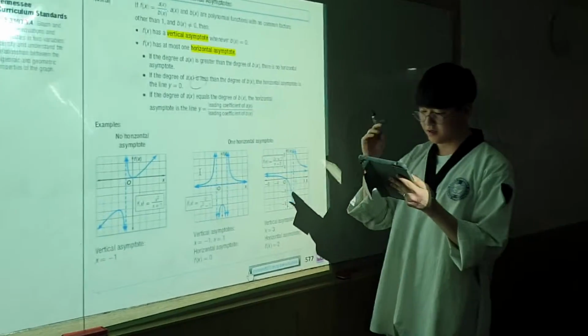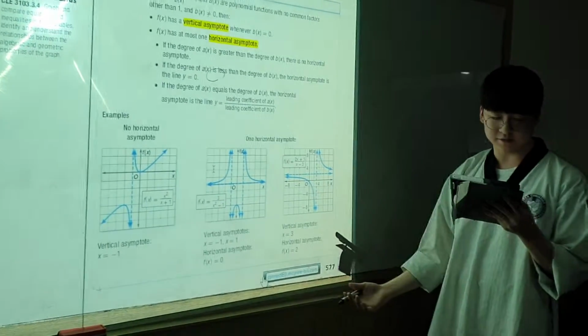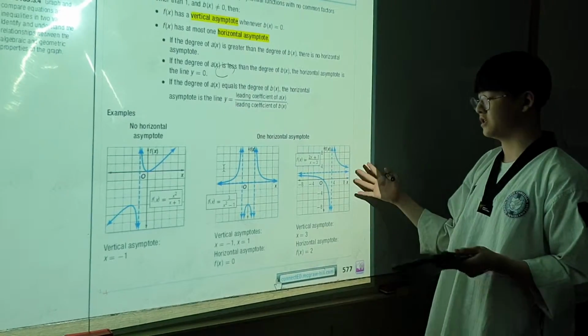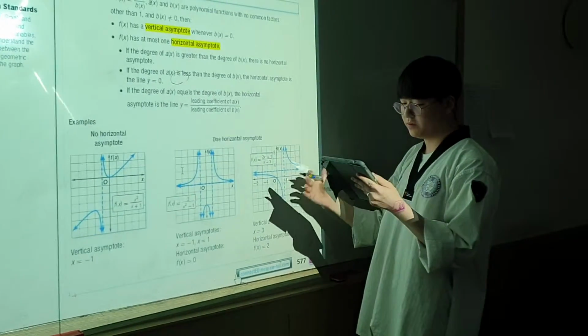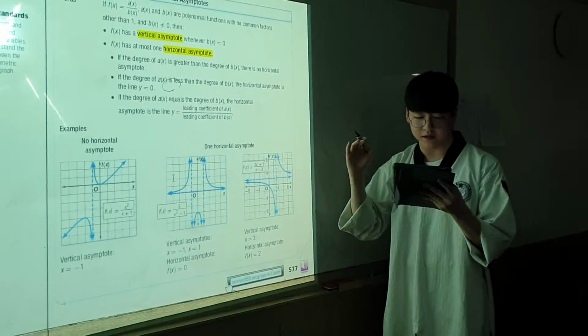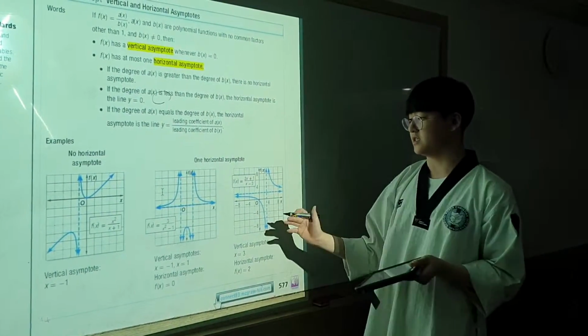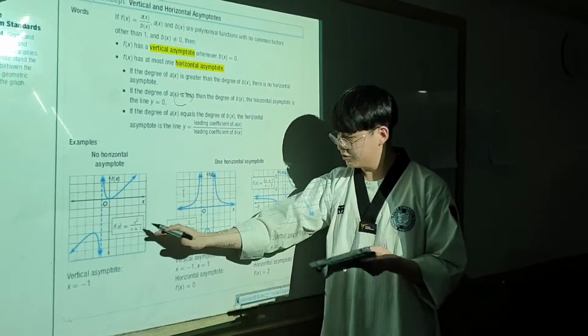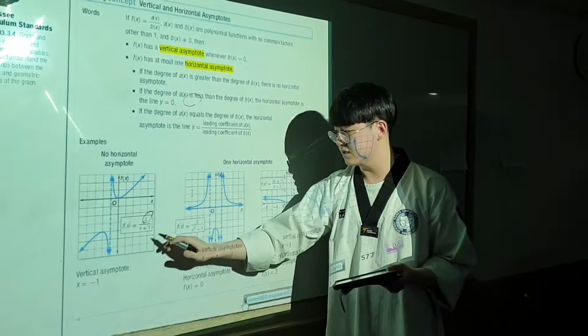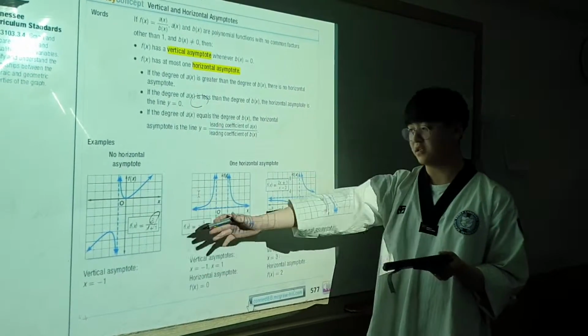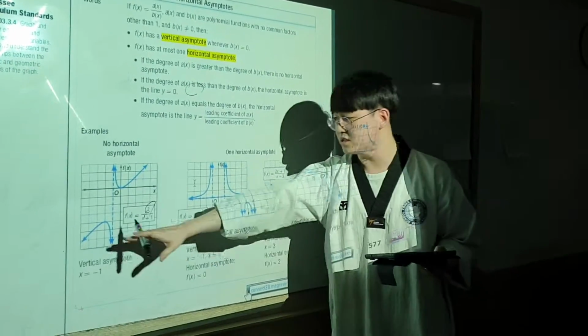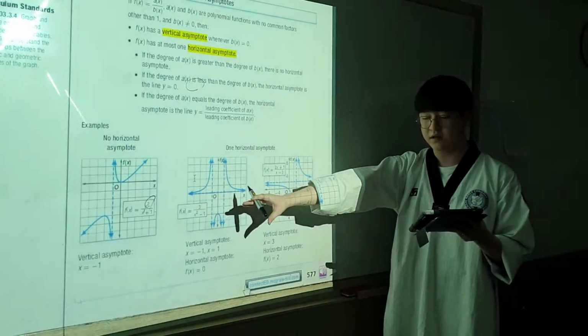So there are three types of horizontal asymptotes in a rational function. First, if the numerator's degree is bigger than the denominator's degree, then the horizontal asymptote doesn't exist. Like this, the numerator's degree, 2, is bigger than the denominator's degree, so there is no horizontal asymptote in here.